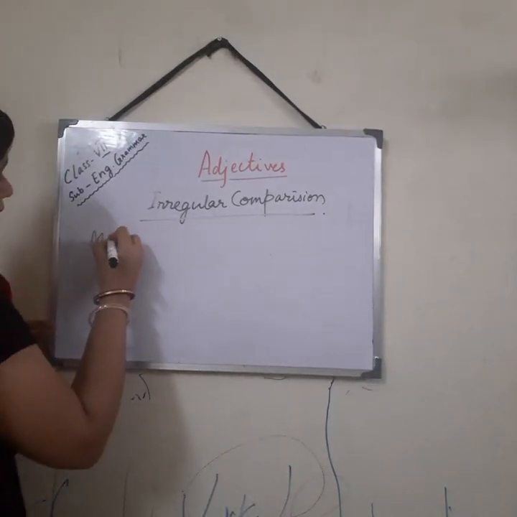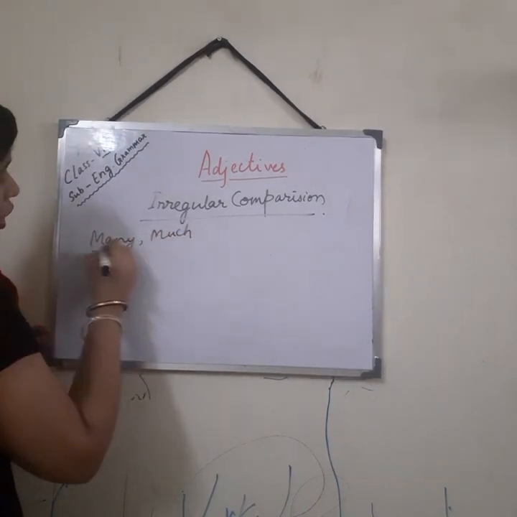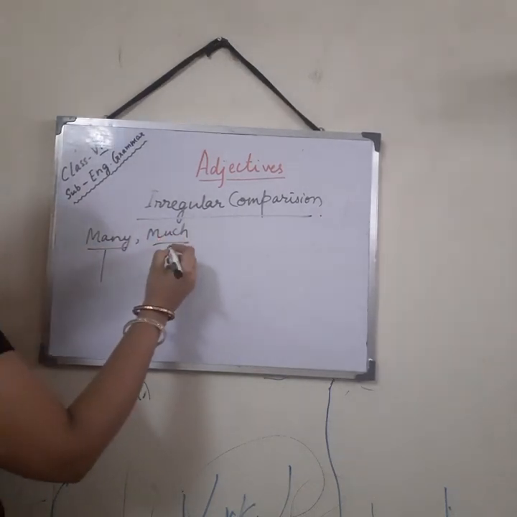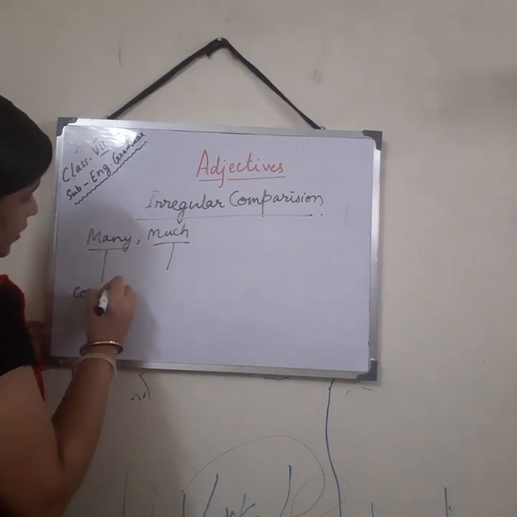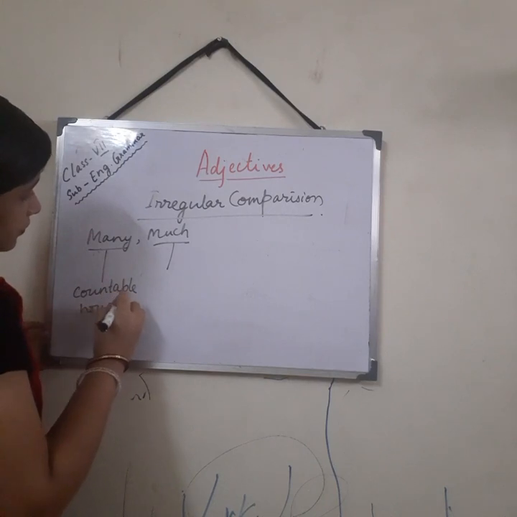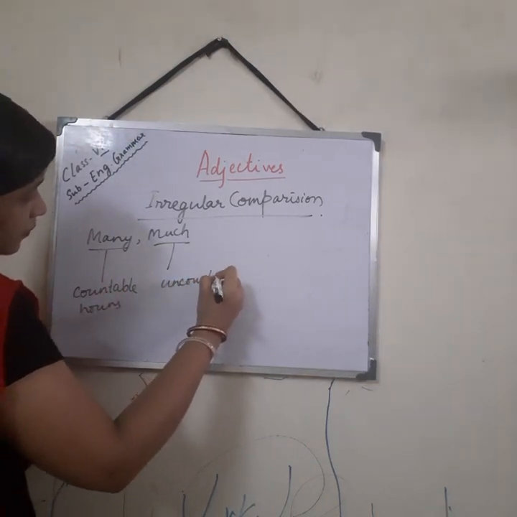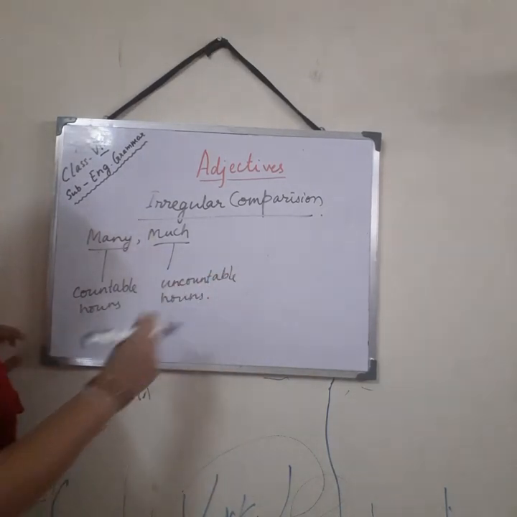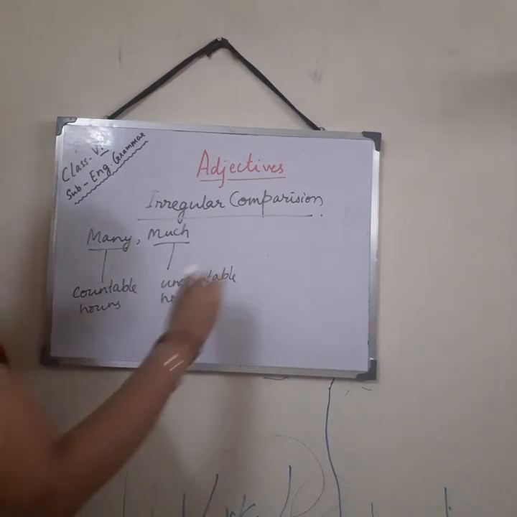Now let us start with many and much. All of us know that for adjective of number we use many, and for adjective of quantity we use much. Now many is used for countable nouns, qualifying countable nouns. Much is used for qualifying uncountable nouns. Okay. So remember that.